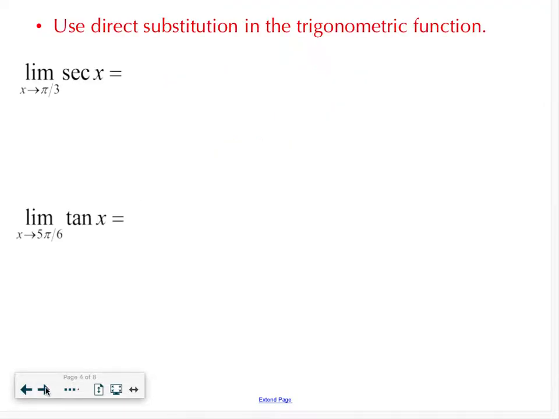All right, let's switch modes here to some trig functions. Go ahead and write down these 2 examples. The limit as x approaches pi over 3 of secant of x, and the limit as x approaches 5 pi over 6 of tangent of x. We haven't talked about anything trig related. Guess what? We still get to use direct substitution. Here's where knowing your unit circle is going to come in handy.